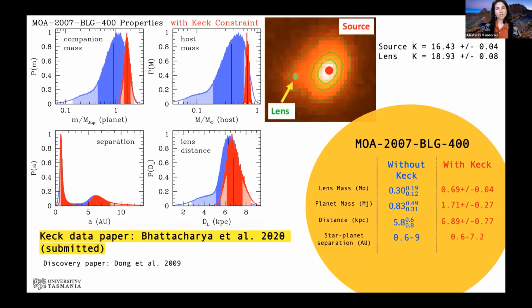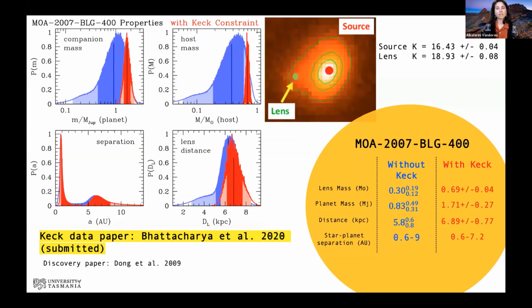So what's interesting about 220 and 400, these two events, is that they have similar mass ratios, and the Keck observations have shown lens masses that are higher than the predicted distribution. And this predicted distribution is based on an assumption, which is that all stars of all masses are equally likely to host planets of a given mass ratio. So these results for 220 and 400 suggest that this assumption is wrong.